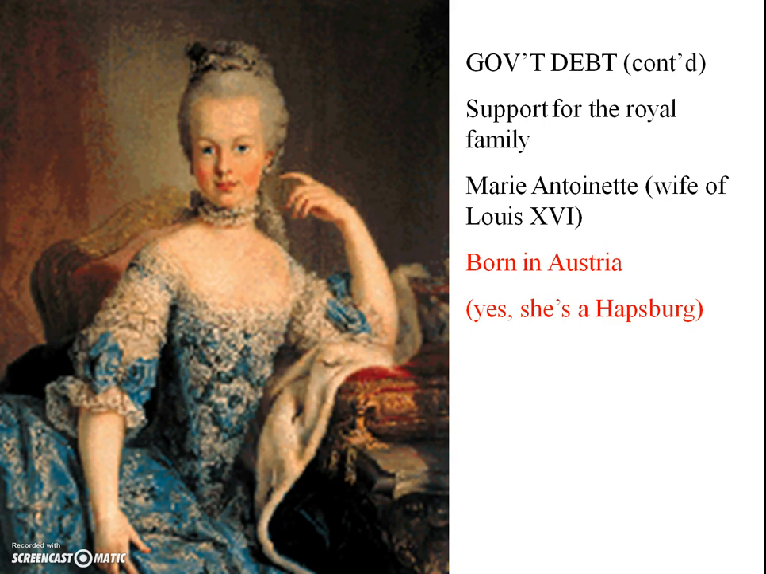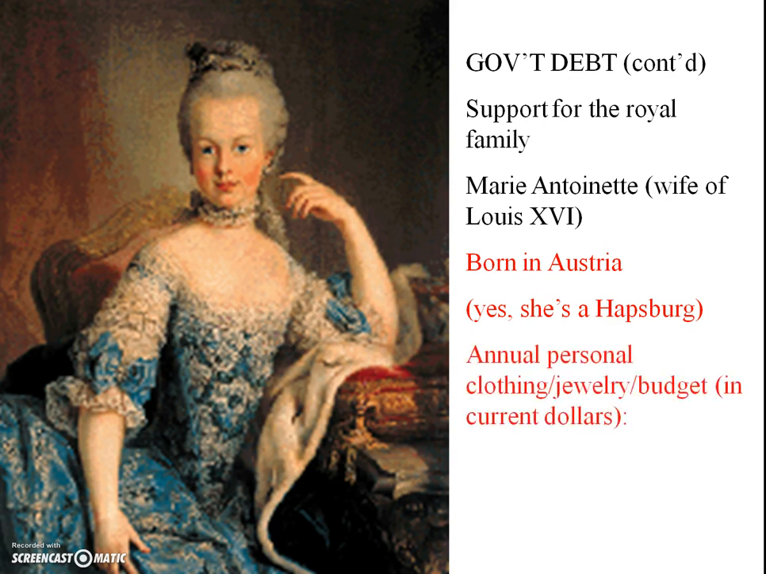This is exacerbated, there's a word for you, by the fact that she enjoyed looking pretty and looking stylish. Her annual personal clothing and jewelry budget, if you want to translate it into current dollars, was $1 million. Imagine getting $1 million and being told that you could go to the mall and just have a good time. That's pretty much what Marie did every single year, and you'll see more of her excesses as we go through.